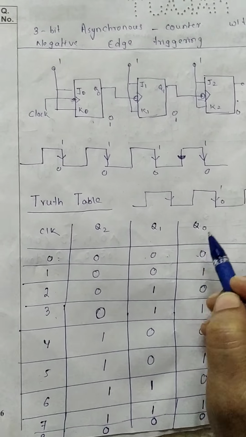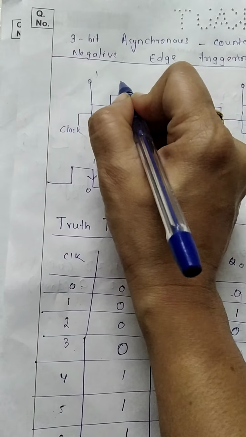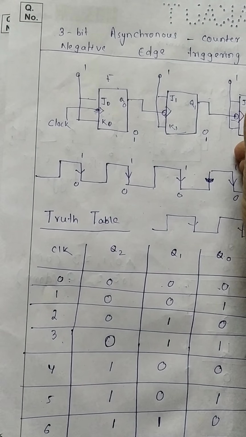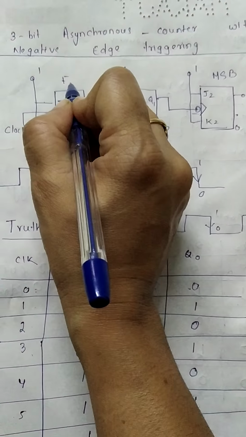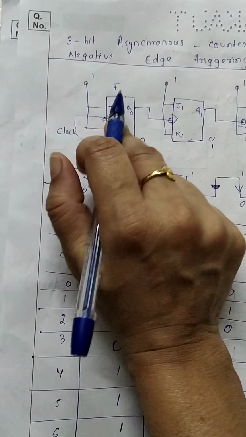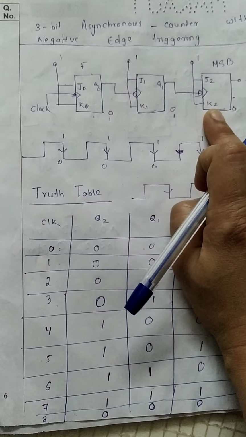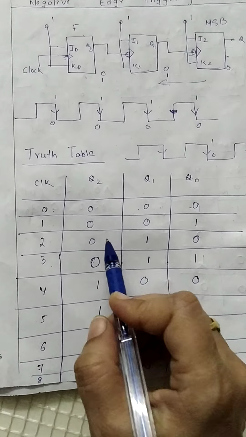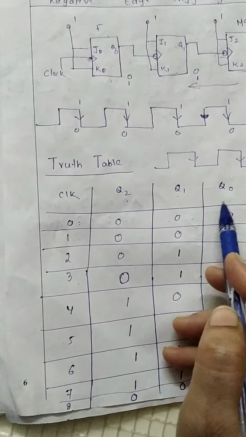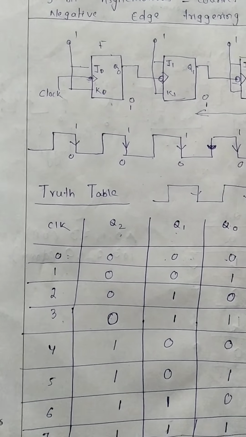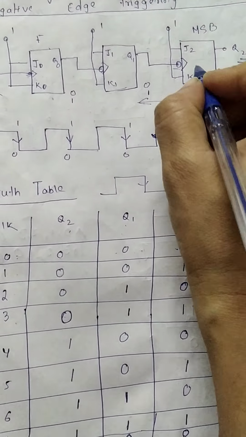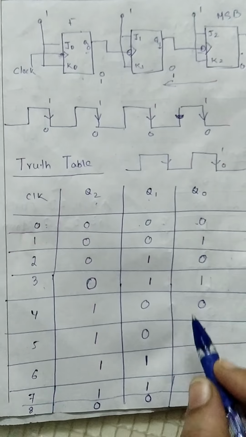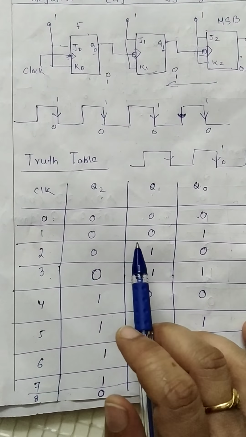As I have said, the first flip-flop will be the LSB and the last one will be the MSB. So I have to go in this direction, as I have written here, Q2, Q1 and Q0. That means this one is Q2, this one is Q1 and this one is Q0. So I have written in that order.